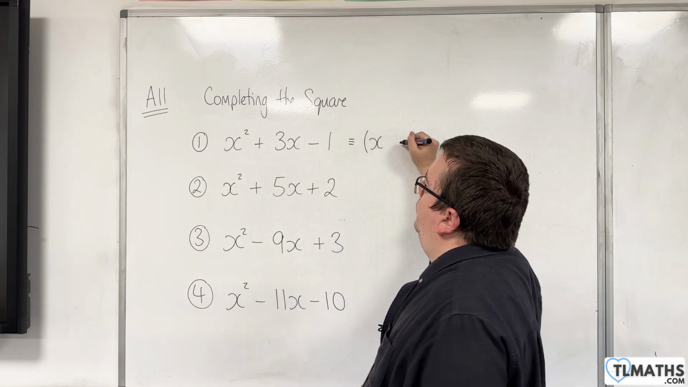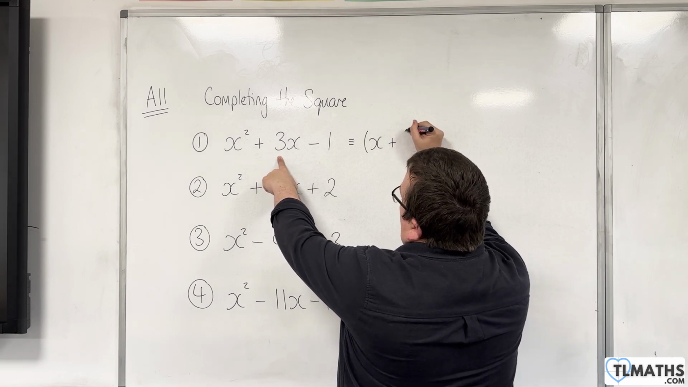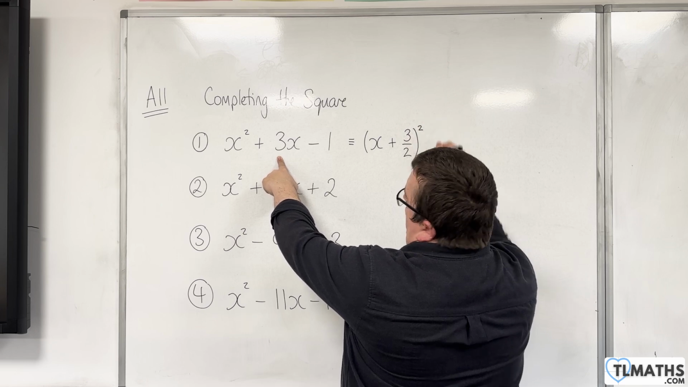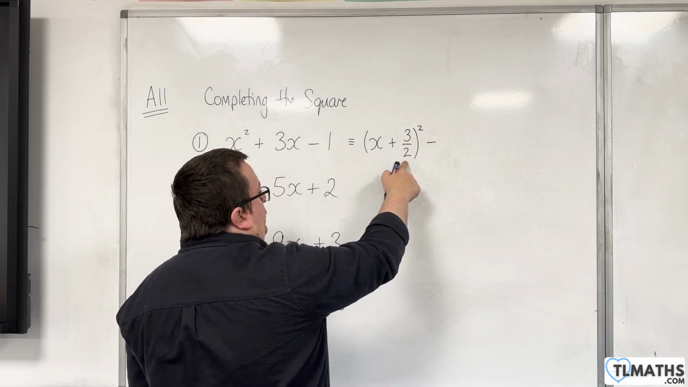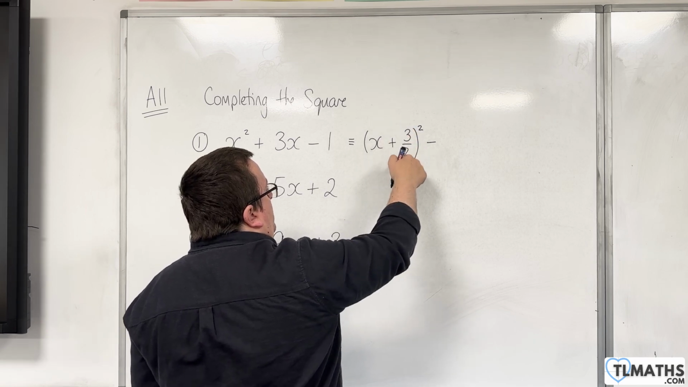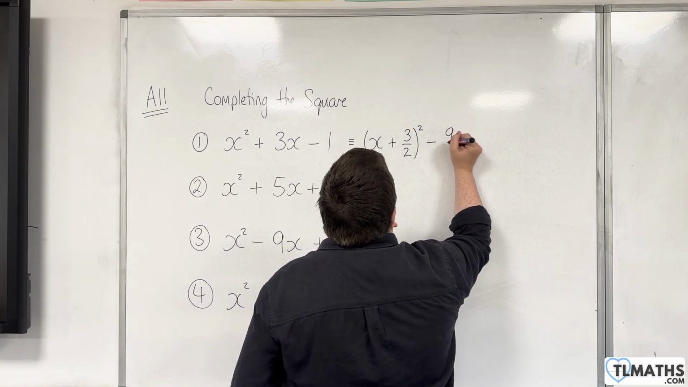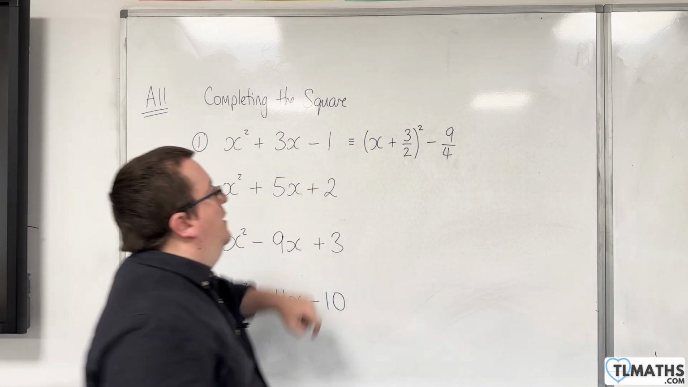So we'll have x, and then we need to halve the 3. So I'm going to write that as a fraction. So 3 over 2, so 3 halves, squared. Then I take away 3 halves all squared. So remember, you've got to square the top, square the bottom, square the numerator, square the denominator. So 9 over 4. And then we have take away 1 on the end.